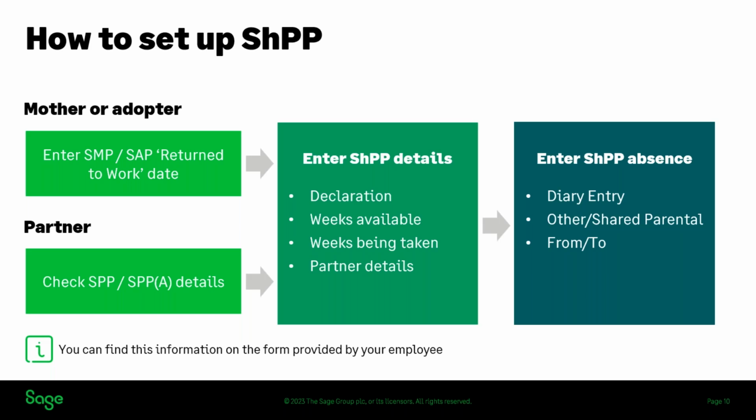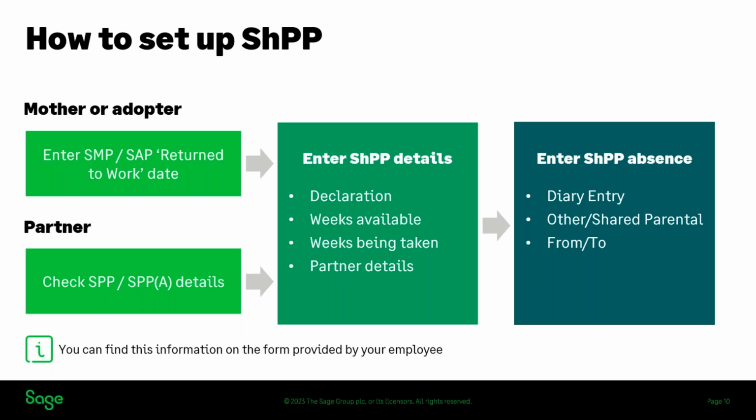So in the case of mother or adopter, you would need to enter the return to work date. They might not necessarily be returning on that date, they might just be switching to shared leave, but the date that they're curtailing their SMP or SAP, and if you haven't already done so, you need to record the baby's date of birth. You would then enter the shared parental pay details, which will include confirmation you've received a declaration, the number of weeks available and being taken, and some partner details. And then the third stage is to record the dates that they intend to take this leave.